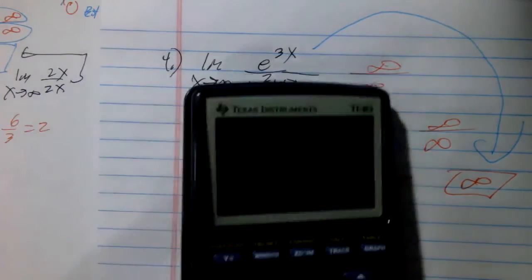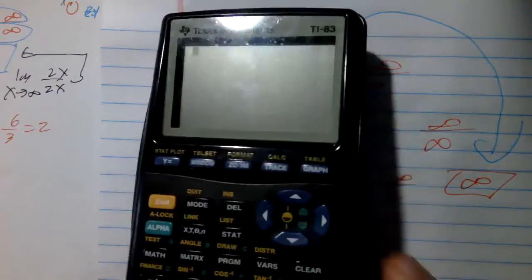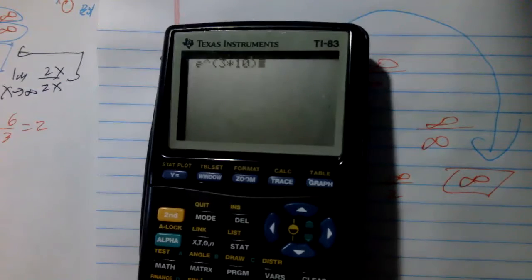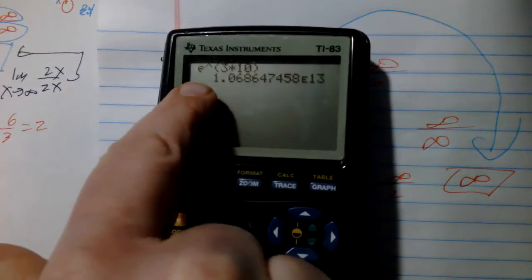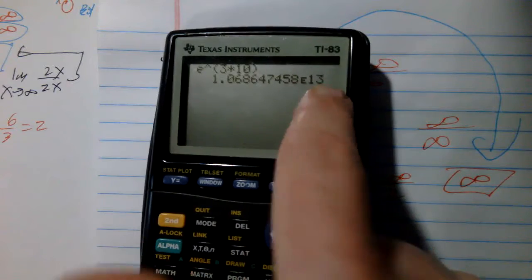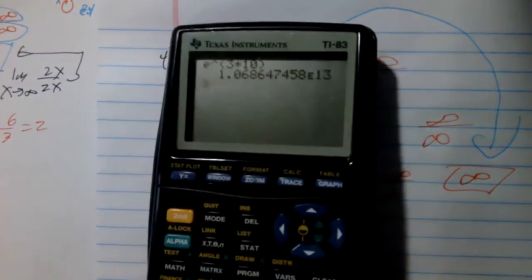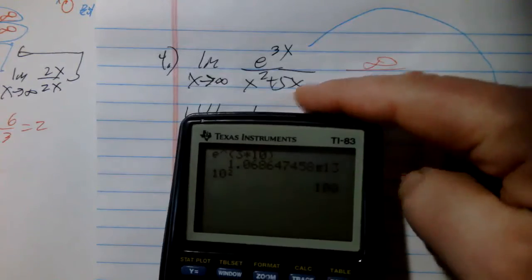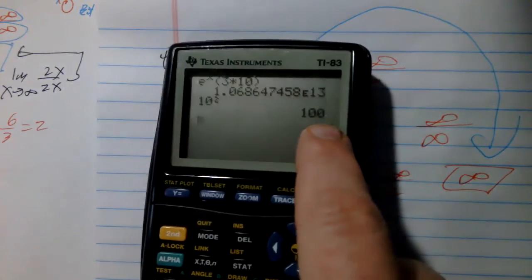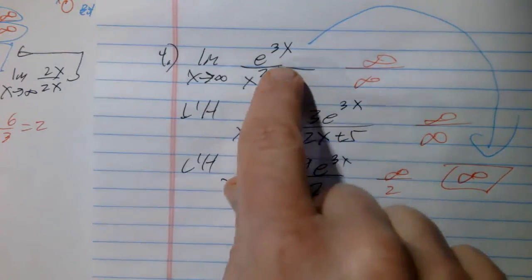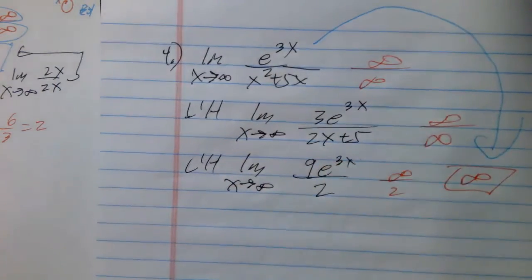I mean, you don't even have to go out that far. Imagine, I don't know, 10. What if I did e raised to the 3 times 10? The top is already 1.06 times 10 to the 13th. This should be moved over 13 decimal places. It's enormous. But the bottom is only roughly 100. Yeah, okay, it's 150, but who cares? The bottom is only 100. Look at the top. It's already enormous. It's going way faster. That's why it takes over.